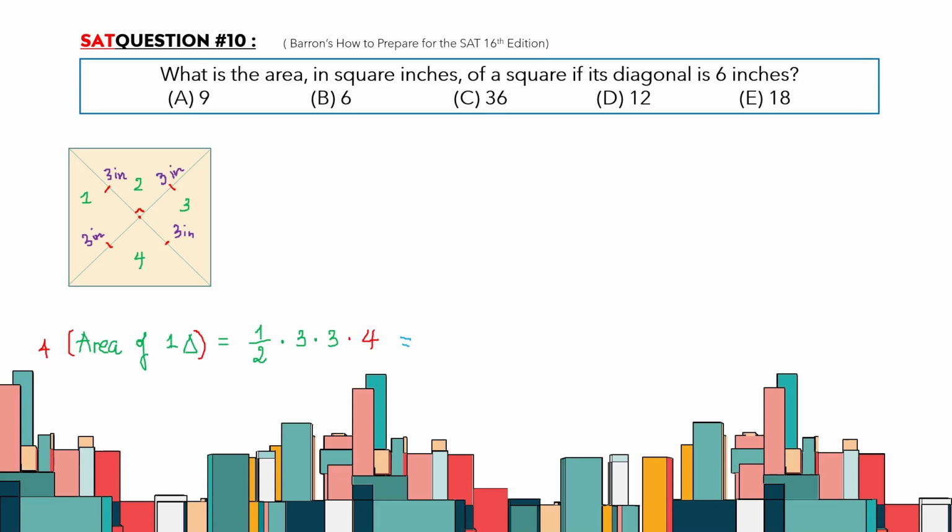So 4 divided by 2 is 2. So we have 2 times 3 times 3, which is 9. It's 18. E is the right answer.